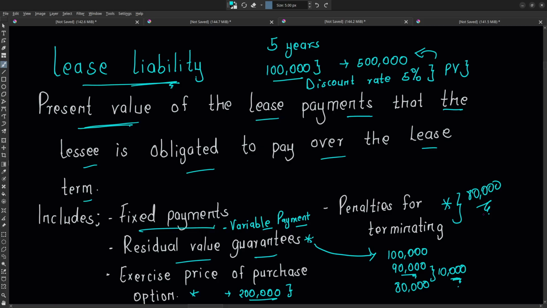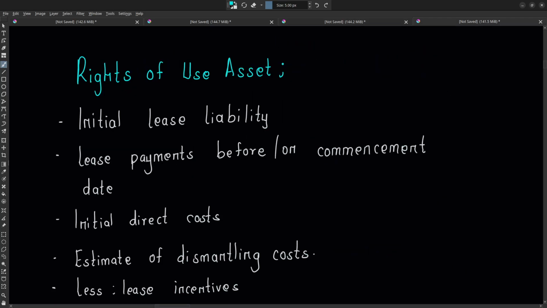Okay, now let us look at the right of use asset. Remember, initially when you get into the contract, you need to recognize the right of use asset, and it is considered to be an asset because you're going to use it.